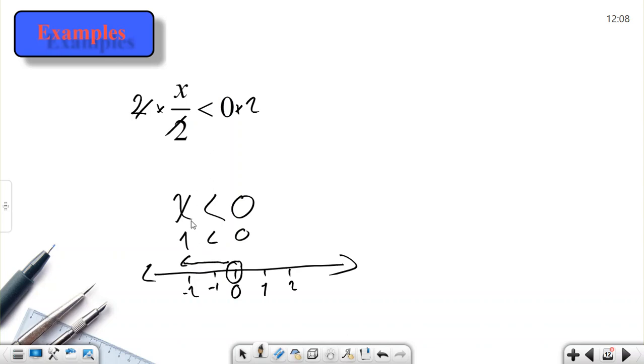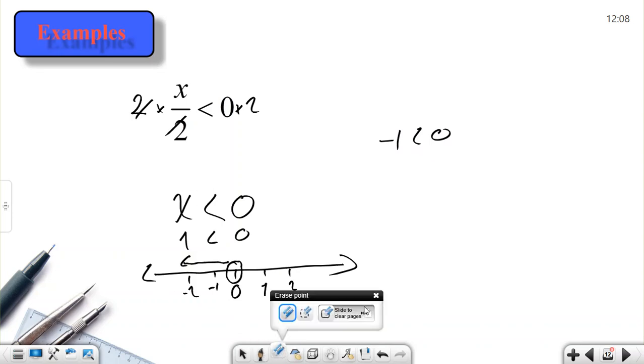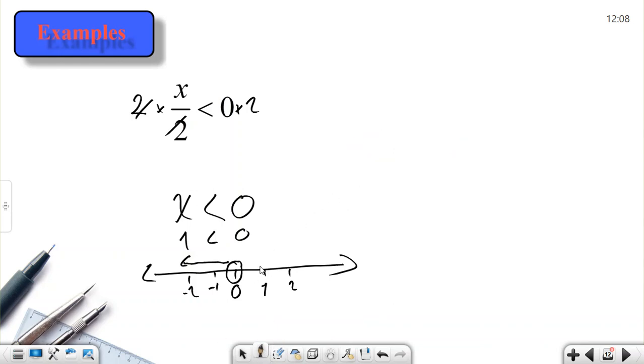Let's check. When x is negative 1, is negative 1 less than 0? Yes. So all numbers on the left side of the 0 are the solution set.